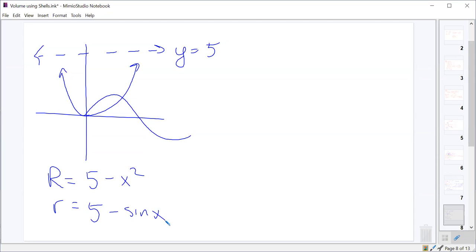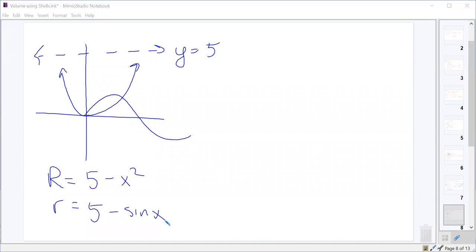So we could use the same intersection point and put this integral in and do it that way. Everybody feel okay about that? If I said revolve around y equals 4, it'd be 4 minus x squared and 4 minus sine x. If I said revolve around y equals 100, it'd be 100 minus x squared and 100 minus sine x. Everybody good there? Yes.